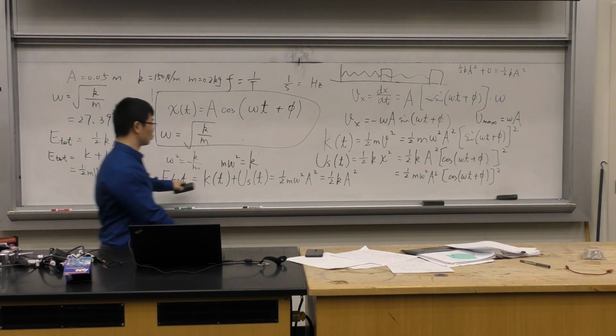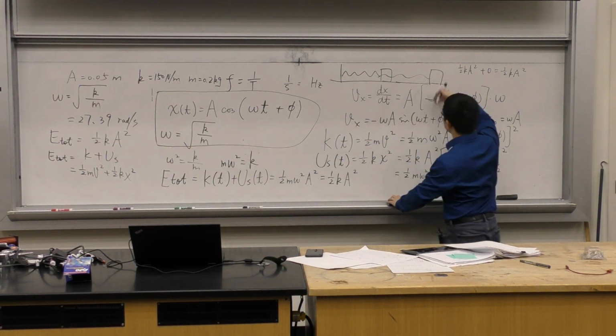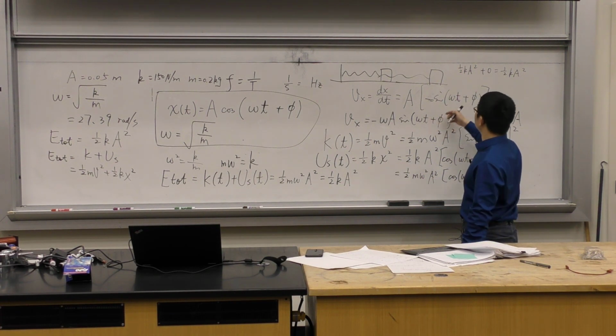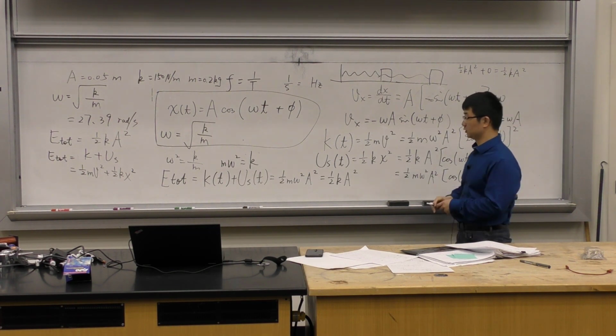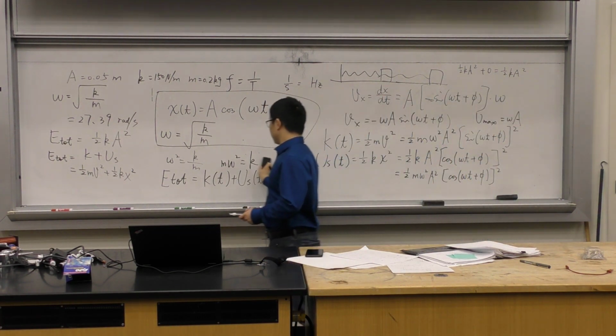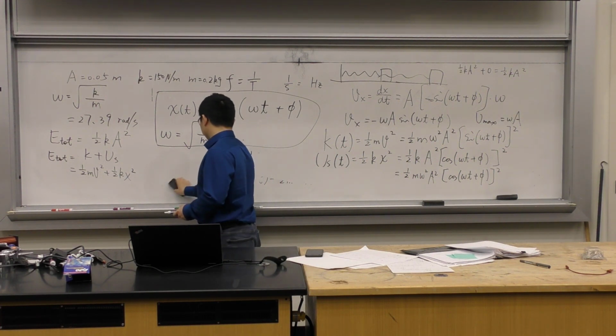But I know that the total energy is always going to be this, because I don't need to remember this. Pick the maximum displacement point. You will get 1/2 Ka squared plus 0 kinetic energy. And that's going to be the total energy at any point. So that means there is an easy way to find the speed.